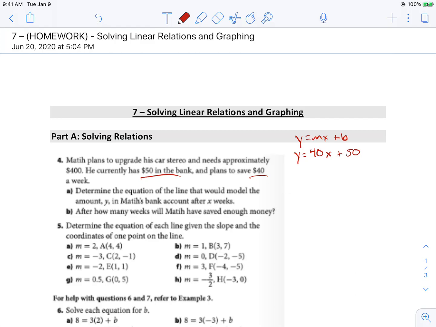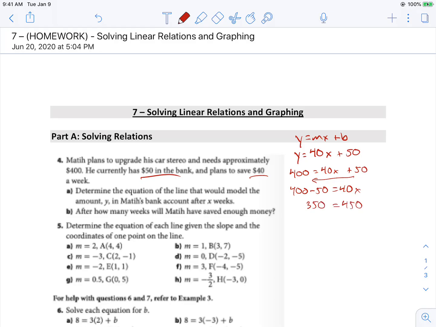All we need to do there is say, okay, if this is the formula to figure out how much we are saving, that means this is how much we currently have saved. So let's plug in 400 for our y value, and then we can solve for x. That's how many weeks it's going to take. So we'll put 400 equals 40x plus 50. And we'll bring that 50 over. We'll get 400 minus 50 equals 40x. So we get 350 equals 40x.